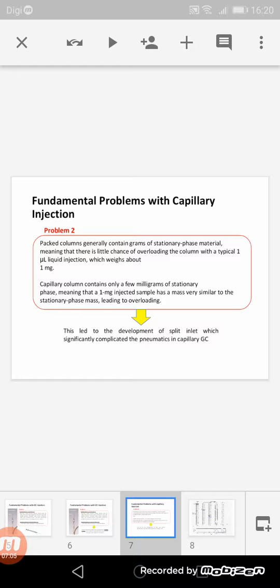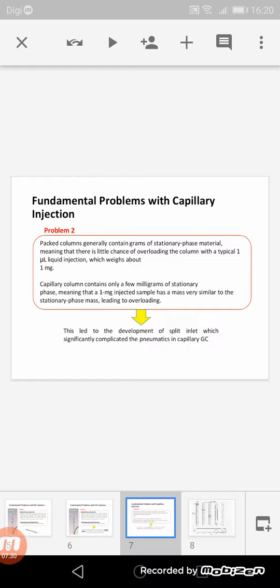Whereas a capillary column has only a few milligrams of stationary phase, meaning that an injected sample of 1 milligram has a mass very similar to that of the stationary phase, leading to overloading. So the overloading problem is very common in capillary columns, and this led to the development of split injection, which significantly complicated capillary gas chromatography.